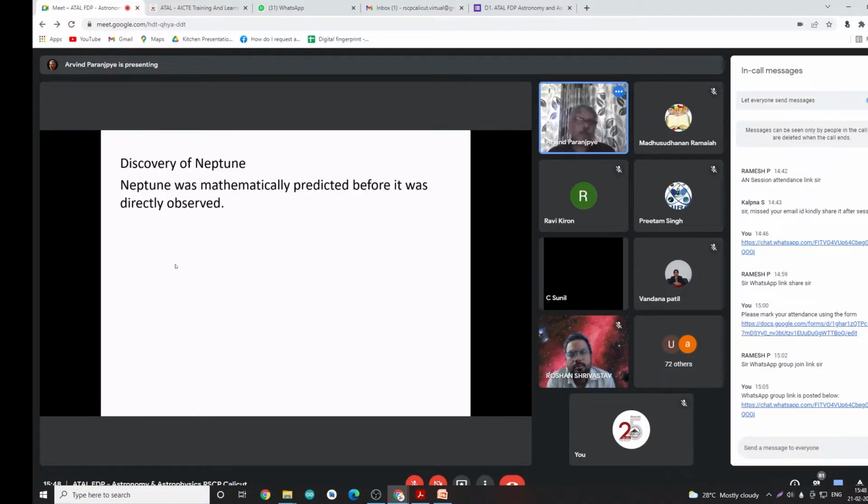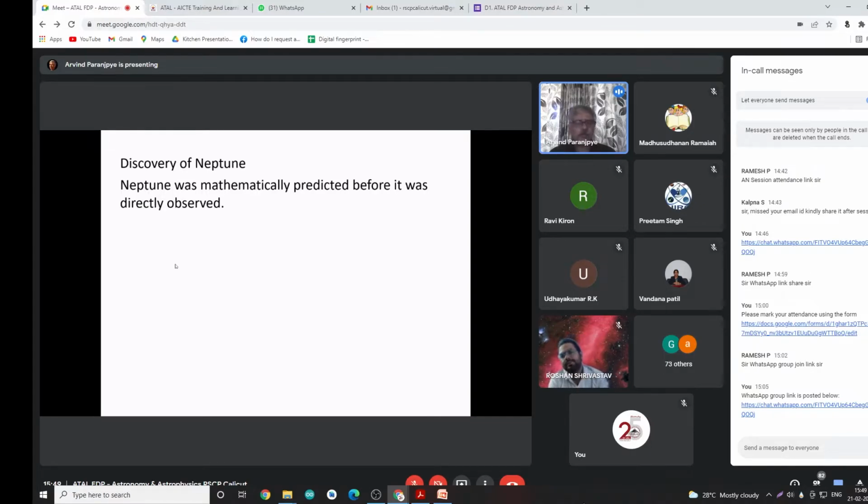Now we come to another step in our discovery of the solar system, and that is the discovery of Neptune. The discovery of Uranus was telescopic. The discovery of Neptune was actually mathematical. What had happened was that when they found Uranus going around the sun, they started making predictions, but no prediction would fit accurately. Whatever they tried, the Uranus orbit was not coming out properly.